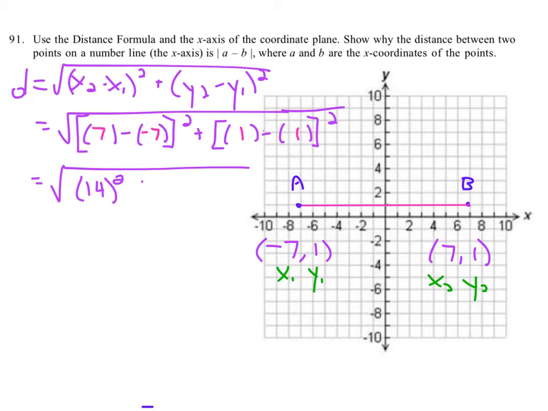So now in simplifying this, what we essentially get is 14 squared plus 0 squared, because they have the exact same y coordinate. So when you subtract one y coordinate from the other, you're basically saying what is the amount of vertical change, and there is no vertical change. We're right along the number line, okay?